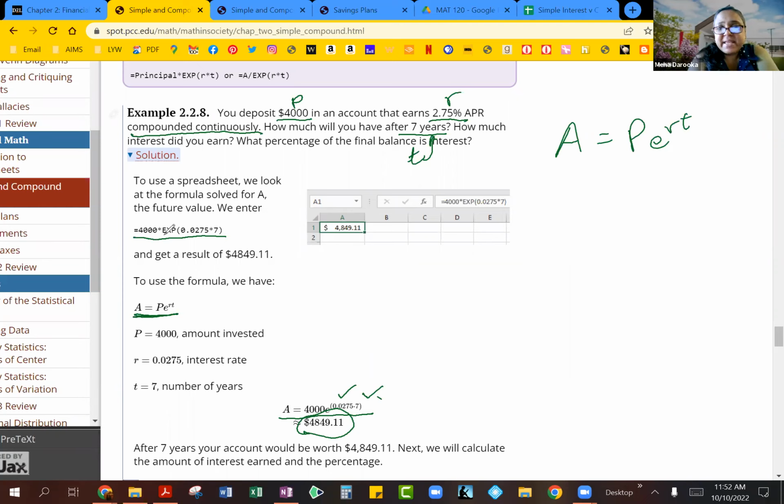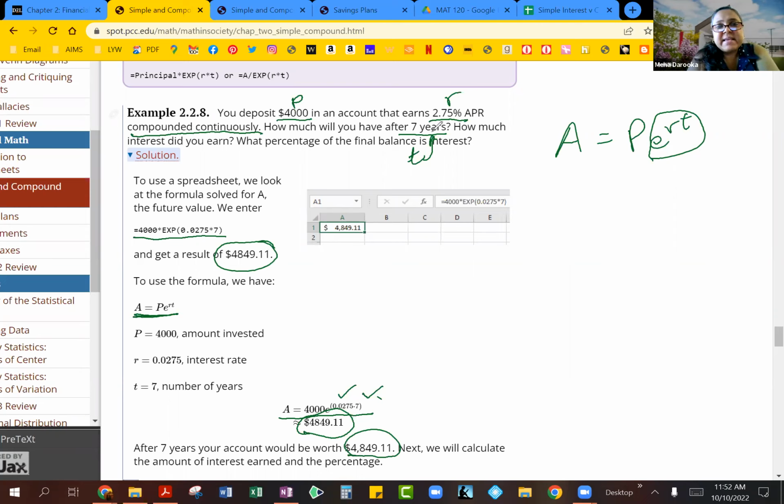If you were going to put this into a spreadsheet, this would come out to be 4,000 multiplied by your natural number E, which again is the EXP function. And then for the EXP, since E is where the exponent happens, inside the EXP you put the R times T value, so the 0.0275 multiplied by 7, and of course you will see we still get the same balance, $4,849.11. So this is going to be your future value.